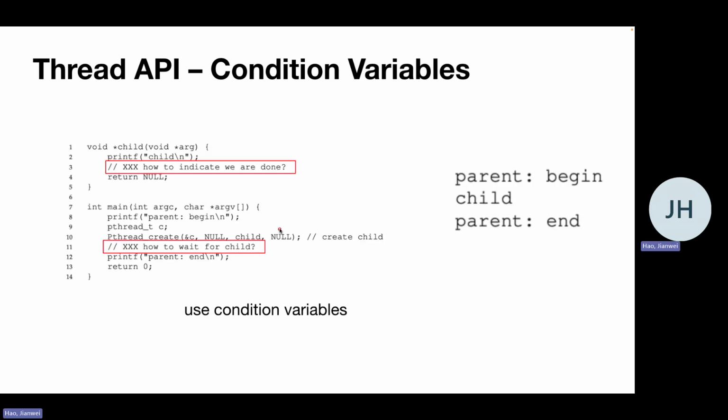And this is the logic structure for the condition variables. This is the main function. After we create the child thread, this part defines how to wait for the child. And in the child thread, we need to indicate the condition variables. And if we need to change it, we change it here.